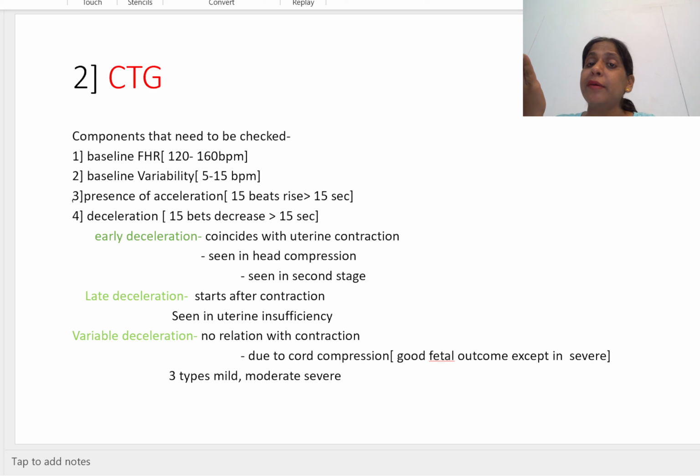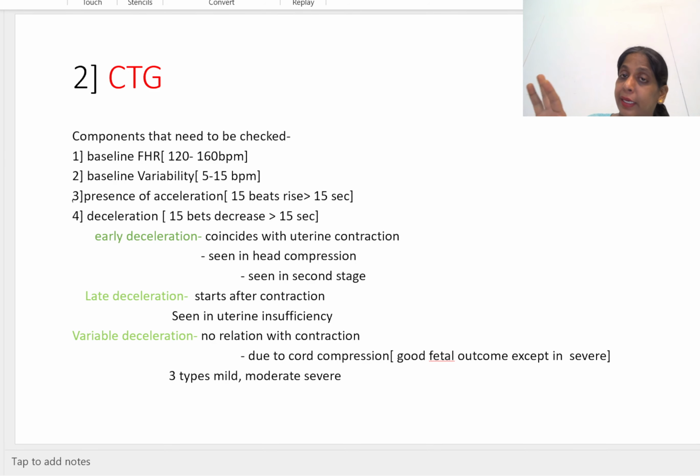Acceleration was rise in the fetal heart rate, 15 beats rise for 15 seconds. And now deceleration is fall in the fetal heart rate more than 15 beats for more than 15 seconds. If any deceleration is present, then we have to note it. And the reason for that is fetal hypoxia. Fetus is getting affected. Let's see which deceleration is important. As I already told you, there are 3 types of fetal deceleration. What are those 3 types?